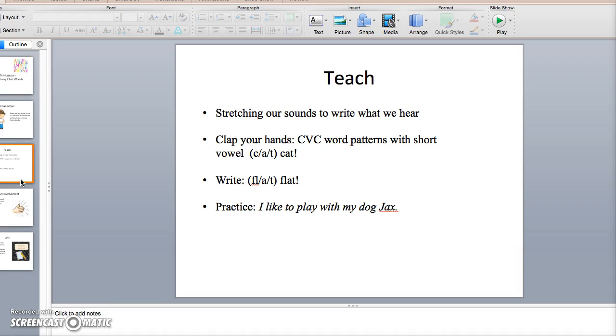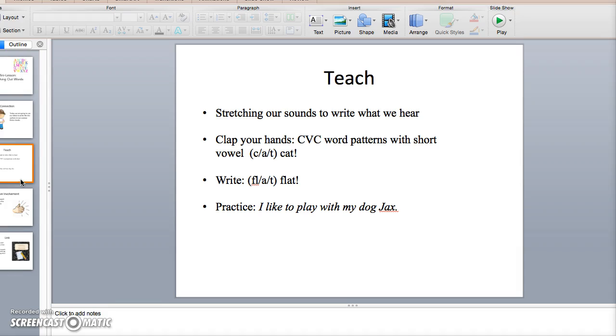I like to play. Pl. I hear pl, a. P first, then I hear pl. I hear an L, and then A. With, W is W, I, and then TH. I like to play with my, M. I know M makes M. My is a sight word, so I know Y will come next.